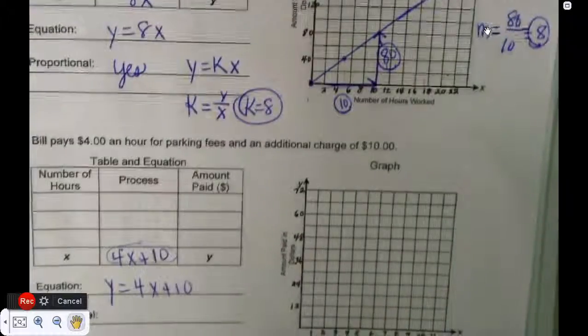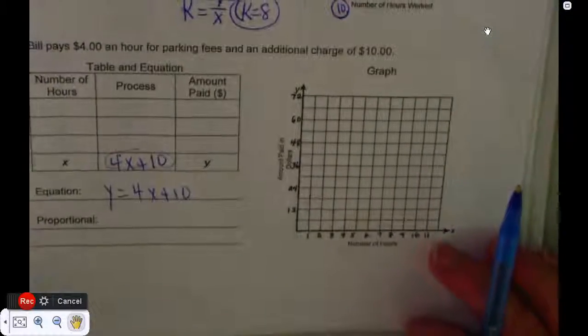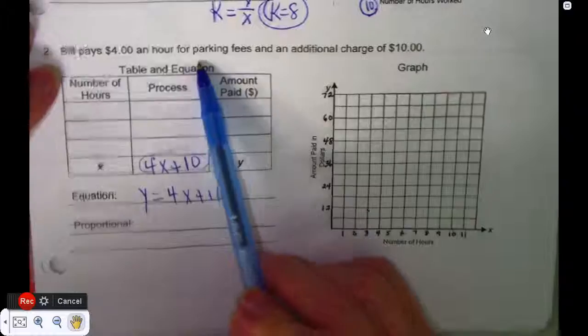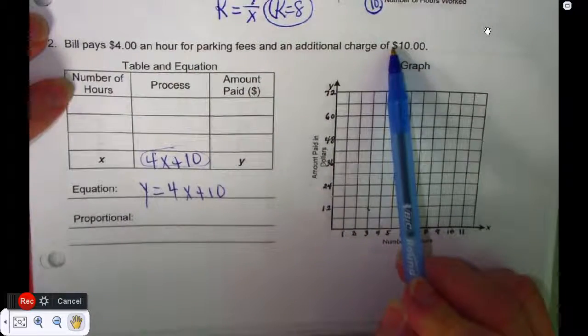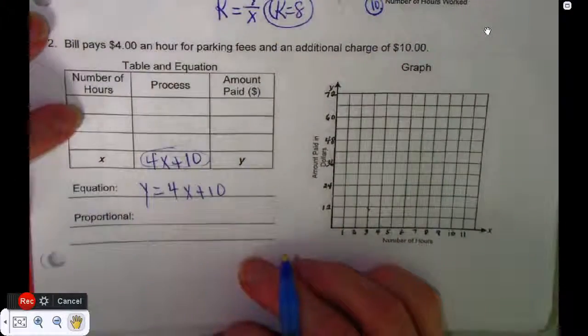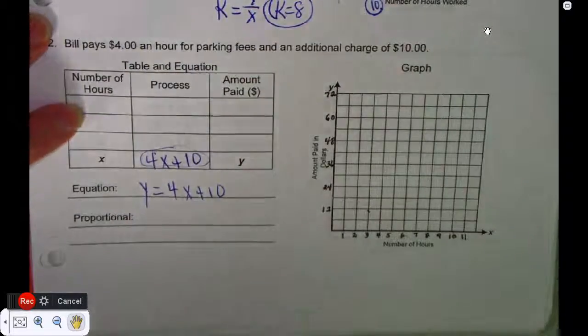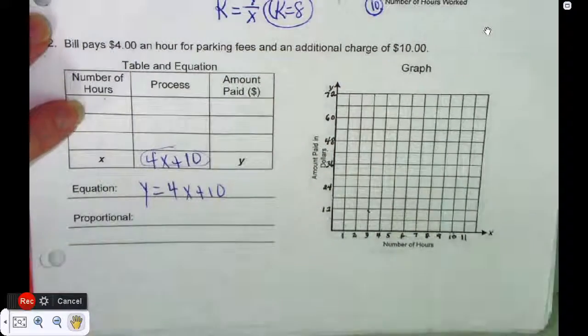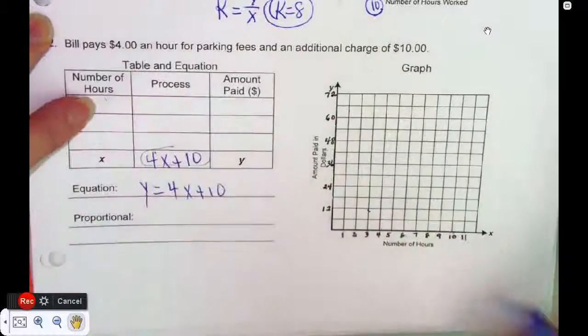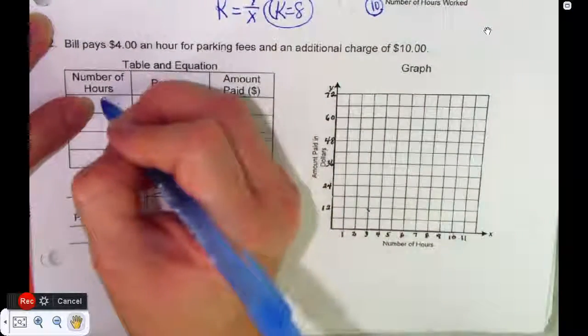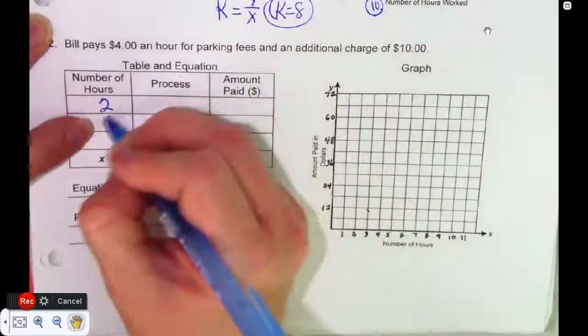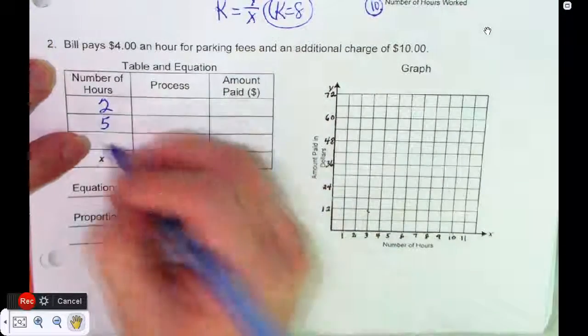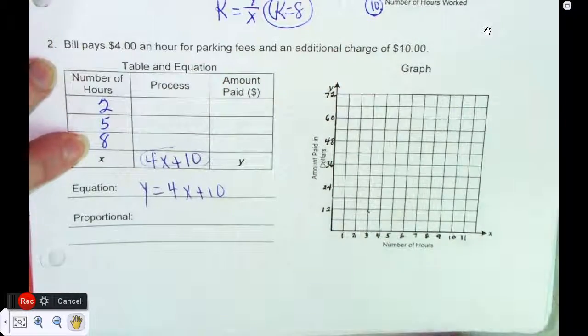All right. Look at number 2. We wrote the equation because he paid $4 an hour for parking, $10 extra charge. So what hours did you put in there? 0, 1, 2, 5, 7, 9. 0, 1, 2. Okay, I forgot what I put. Okay. I picked 2, 5, and 8. I picked 2, 5, and 8. If you didn't pick 2, 5, and 8, you're good.